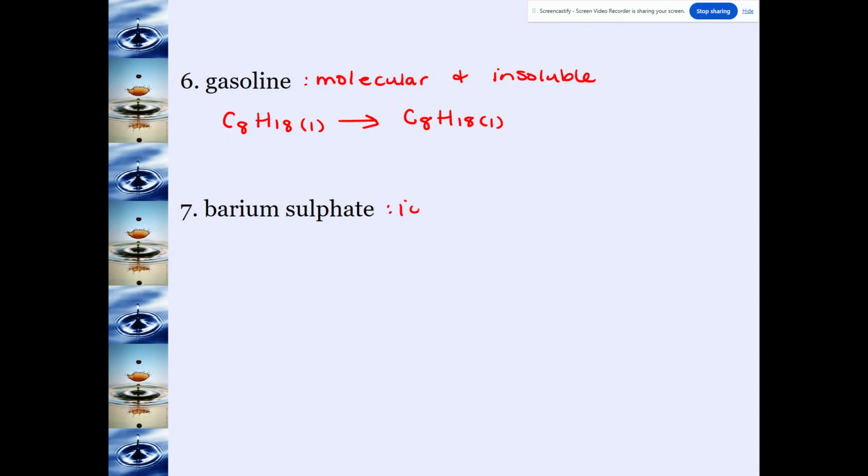Barium sulfate is an ionic compound made of barium ions and sulfate ions. They actually balance with each other, so I need only 1 barium with 1 sulfate. And if I check my solubility chart, that is insoluble. So whether it's ionic or molecular, when it's insoluble, absolutely nothing changes from before it's in water to after it's in water. It stays a whole compound, it keeps its original state.